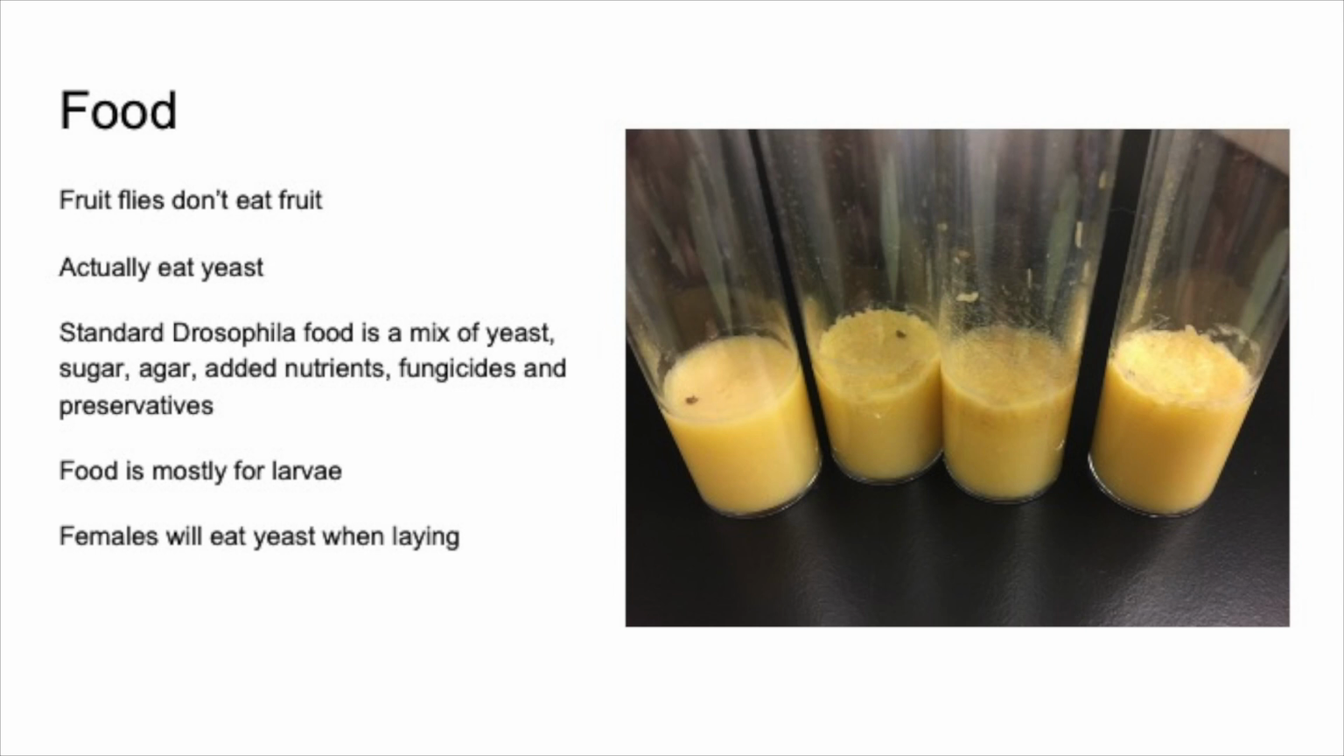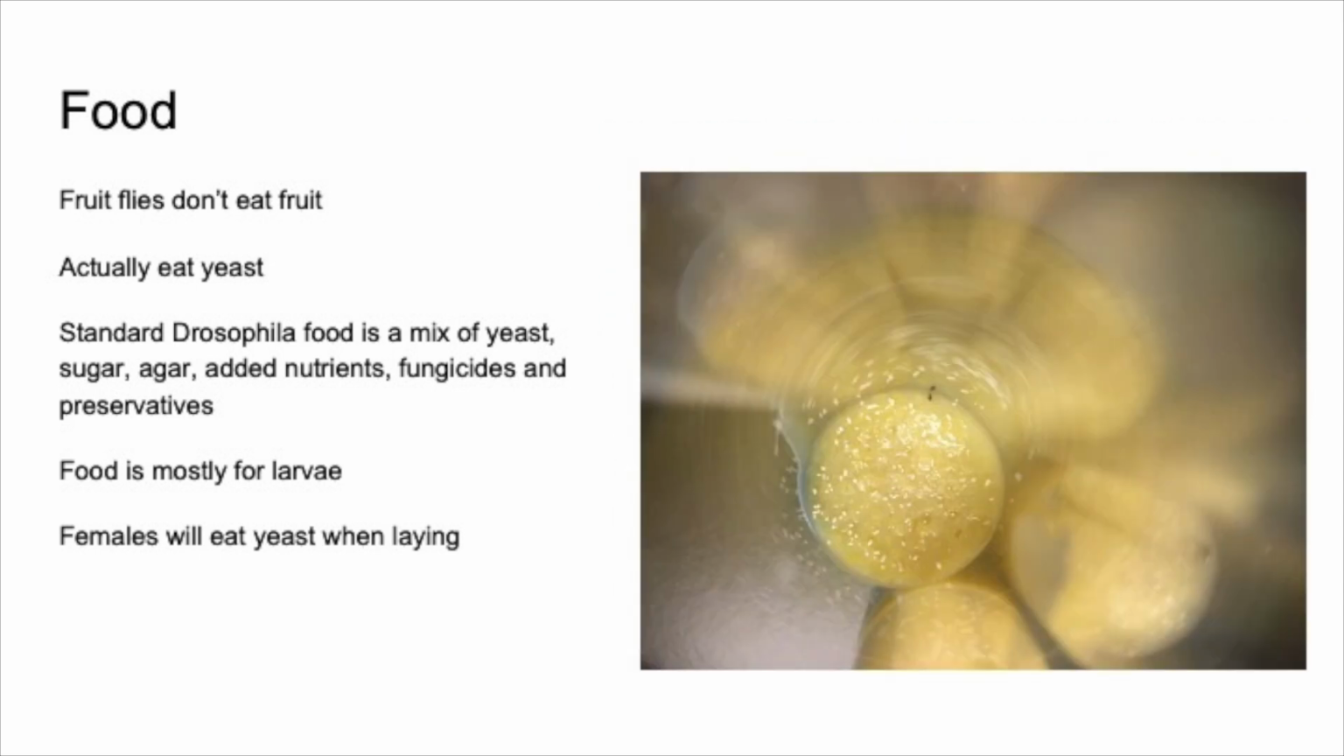The food, as I mentioned earlier, is mostly for the larvae, which will eat pretty voraciously as they go through their 3 instars. The adults don't eat that much, although females will sometimes eat a little bit of yeast when they're in the process of laying eggs. To encourage females to lay more eggs, you can sprinkle a little bit of live yeast onto the surface of the food, as seen here.